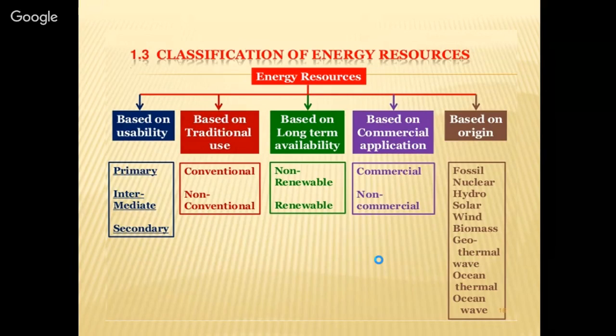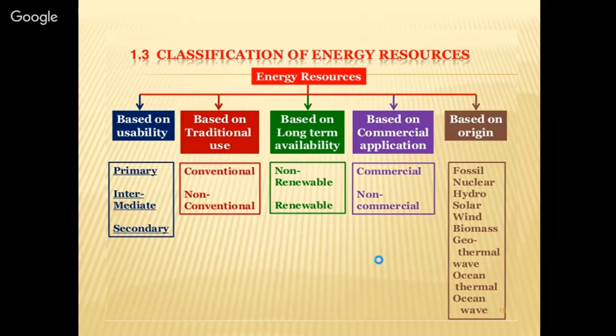Now, depending upon the long-term availability, energy resources can be classified as non-renewable and renewable. Resources which are finite and do not get replenished after their consumption are called non-renewable. For example, we have fossil fuels, uranium, petroleum, coal, etc. Now, renewable resources, which are renewed by nature again and again and their supply is not affected by the rate of their consumption, are called renewable resources. For example, we have solar, wind, biomass, ocean, geothermal, hydro energy, etc.